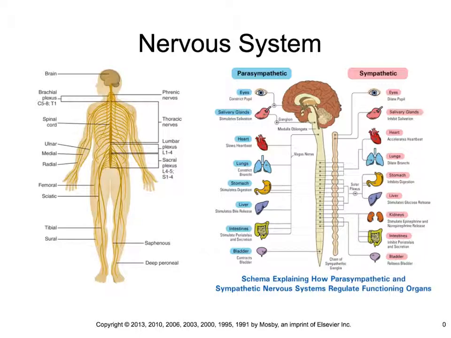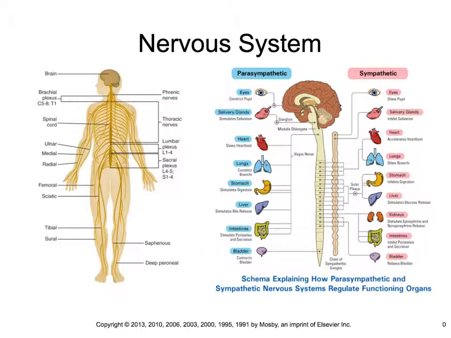So an overview of the nervous system. The nervous system includes the brain, spinal cord, sensory receptors. The nervous system regulates and coordinates the body's physiological and psychological functions.